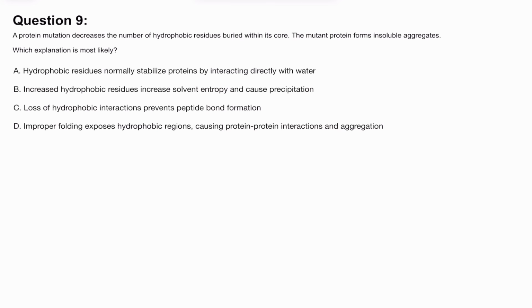Question 9. A protein mutation decreases the number of hydrophobic residues buried within its core. So we're decreasing the number of hydrophobic residues in the core of a protein. The mutant protein forms insoluble aggregates. Which explanation is most likely? A. Hydrophobic residues normally stabilize proteins by interacting directly with water. Well, that's not the case.